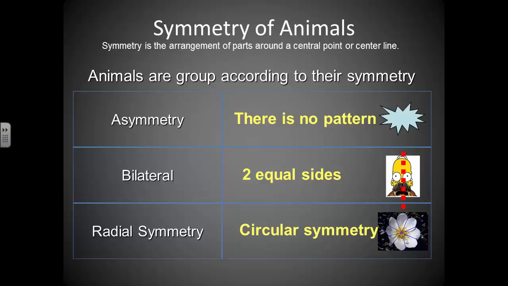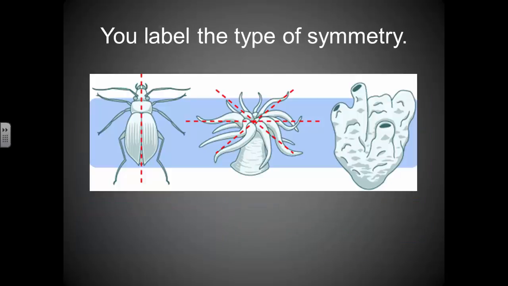So let's look at some examples. This beetle, for example. Raise your hand and tell me, what type of symmetry does that beetle have? Ken? Bilateral. It has one line down the middle, which splits it into two equal sides. Now this sea anemone here, you have to kind of imagine it from above, looking at it from above with those tentacles. What type of symmetry would that be? Avery? Radial. Those tentacles come out kind of like spokes in a wheel, all from one central area.